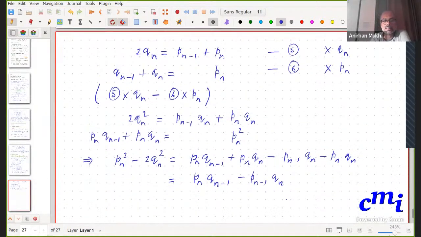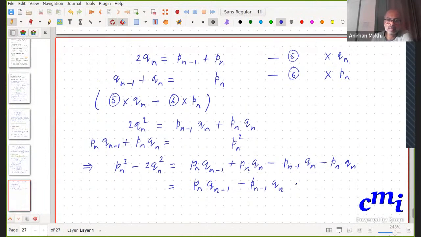Now we know that this is nothing but minus 1 to the n minus 1. We have proved this argument.